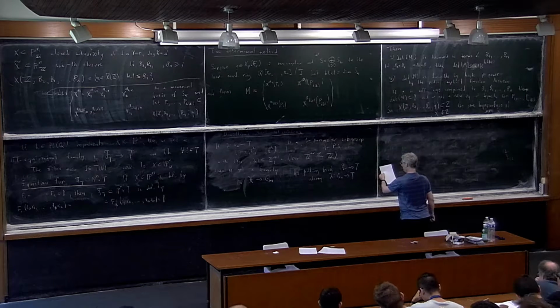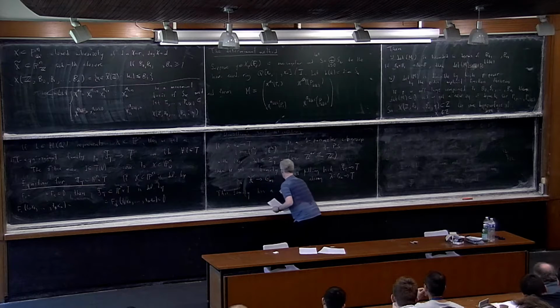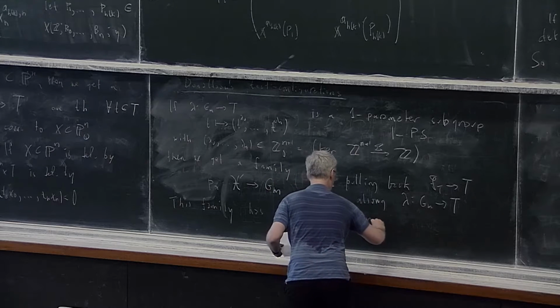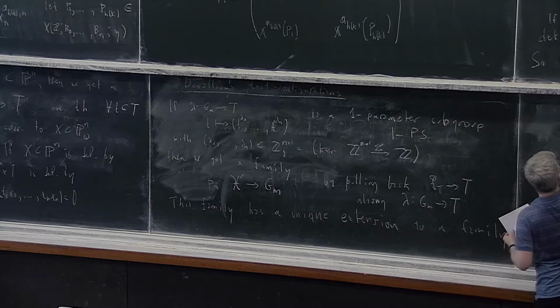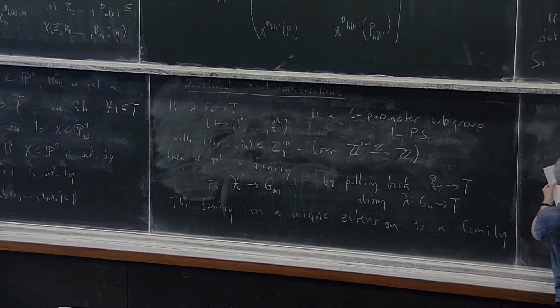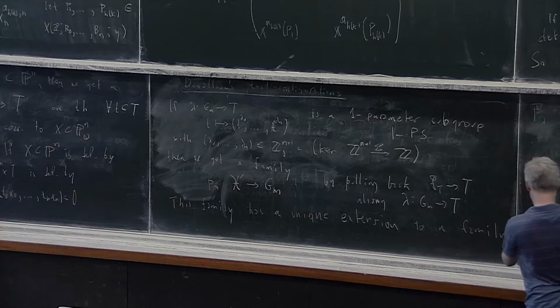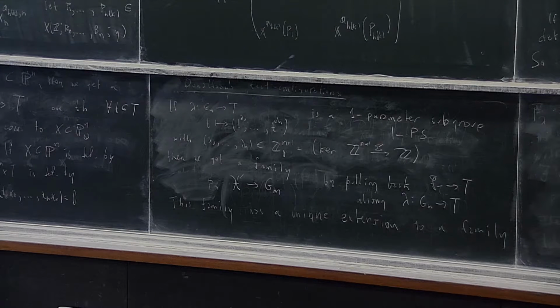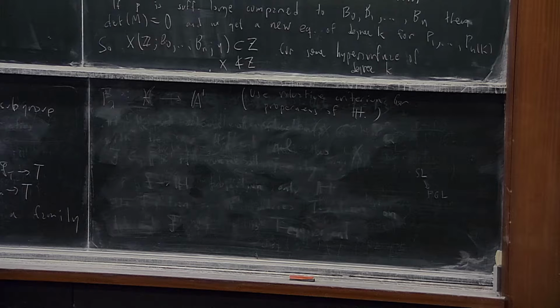So I have such a family. This family has a unique extension to a family, which I will now call X script, over A1, and I will call this P_λ bar, and to see this I use the valuative criterion for properness of H. This is the kind of family you see in many recent papers on Kähler-Einstein metrics.